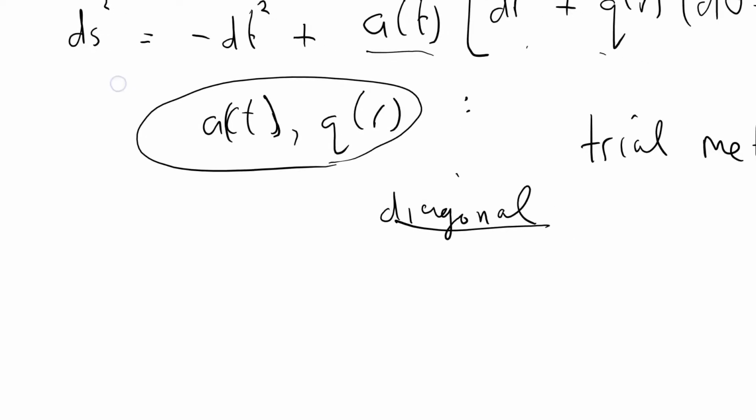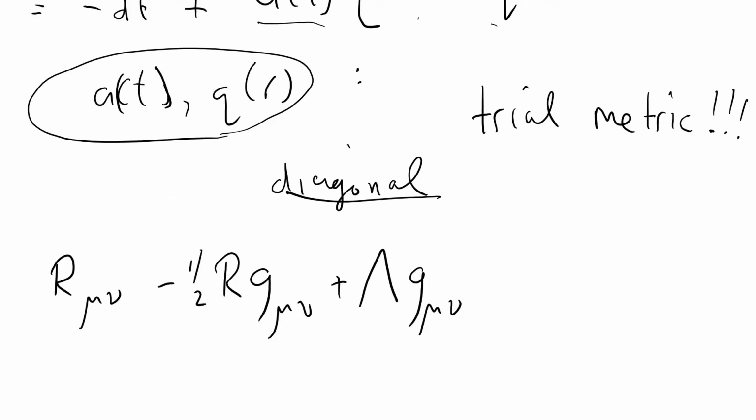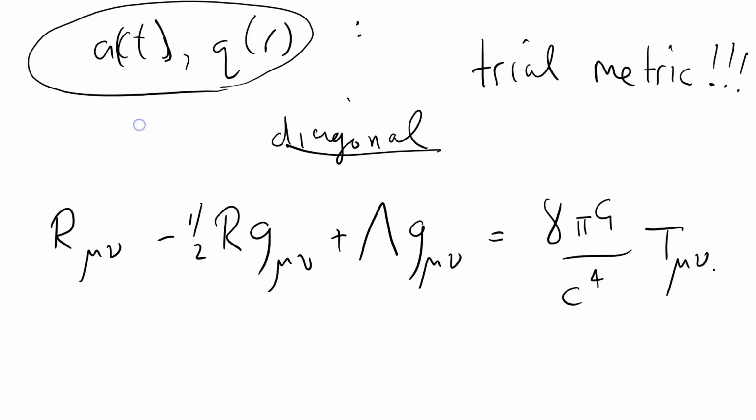So let me pinch in a little bit. We've got the Ricci tensor R mu nu minus a half R, the Ricci scalar, g mu nu, plus the cosmological constant, and that equals the right hand side, which is 8 pi G over c to the 4 times T, the stress energy tensor mu nu. So what I want to do is to solve this equation, and hopefully that'll give me some differential equations, or some information at least, about a of t and q of r.